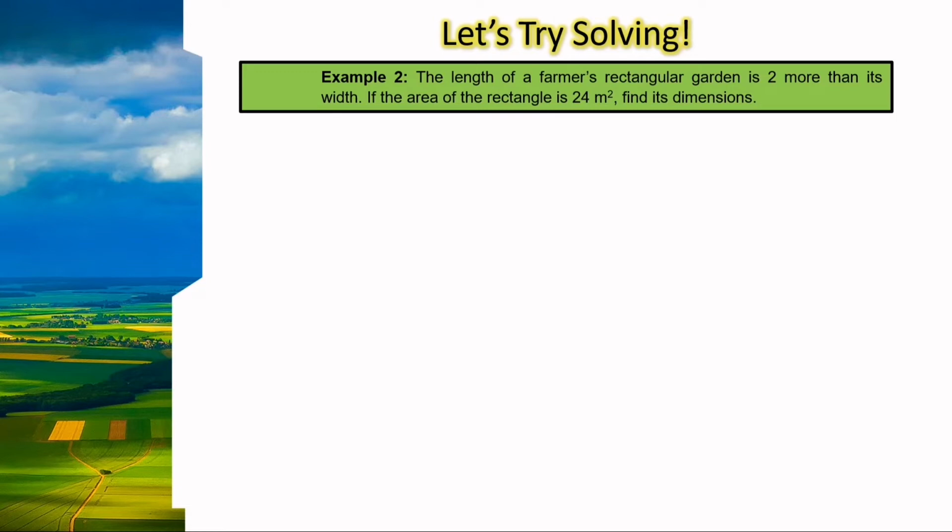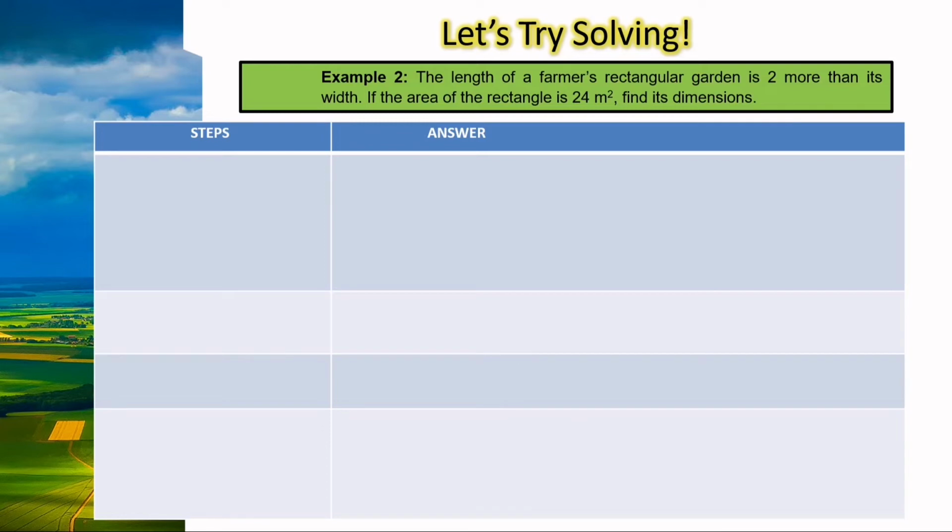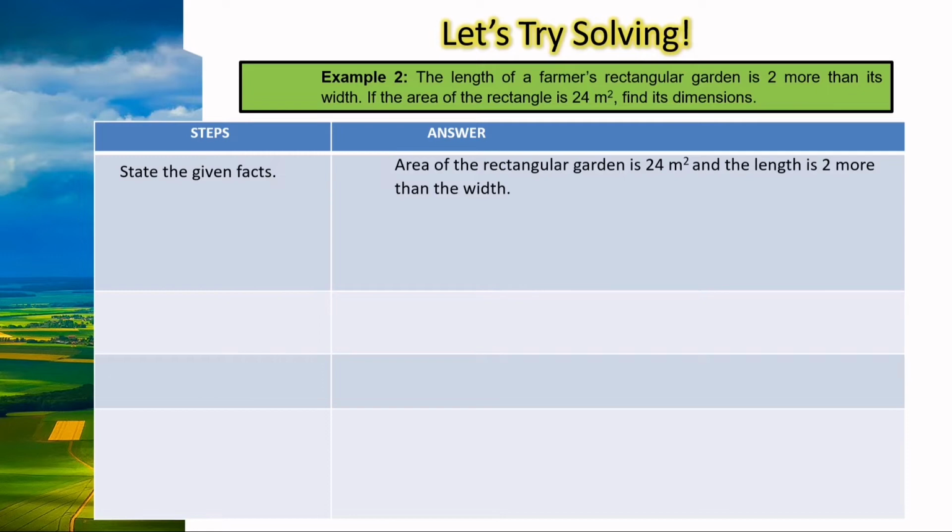Yes, first you have a rectangular garden. But what more? The area of the rectangular garden is 24 square meters. How about its dimensions? So you only know that the length is 2 more than the width. So what will you represent first? Is it the length or the width? Very good. It is the width. So if you're going to illustrate it, you have this, a rectangular garden.